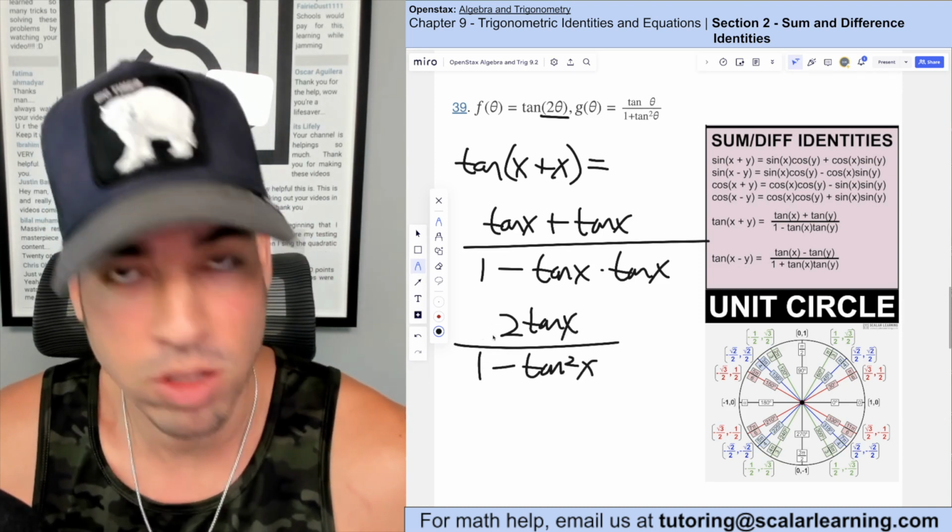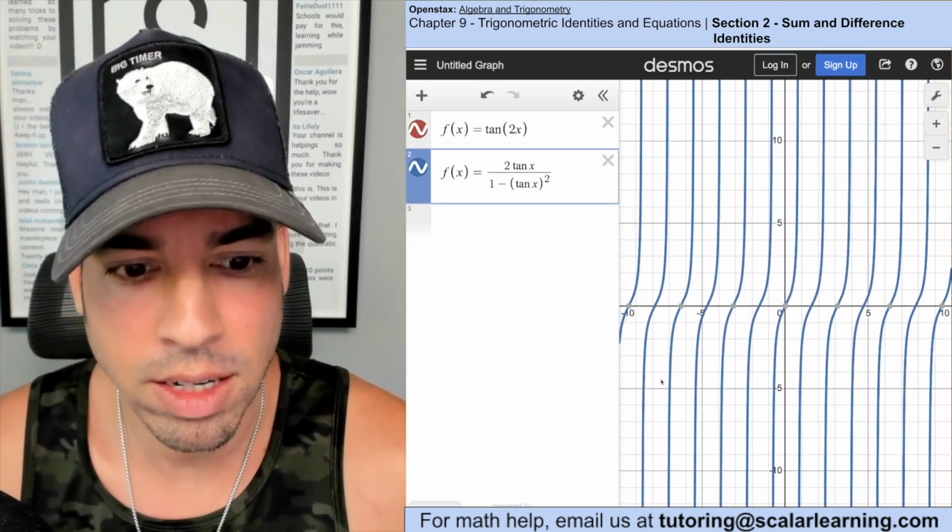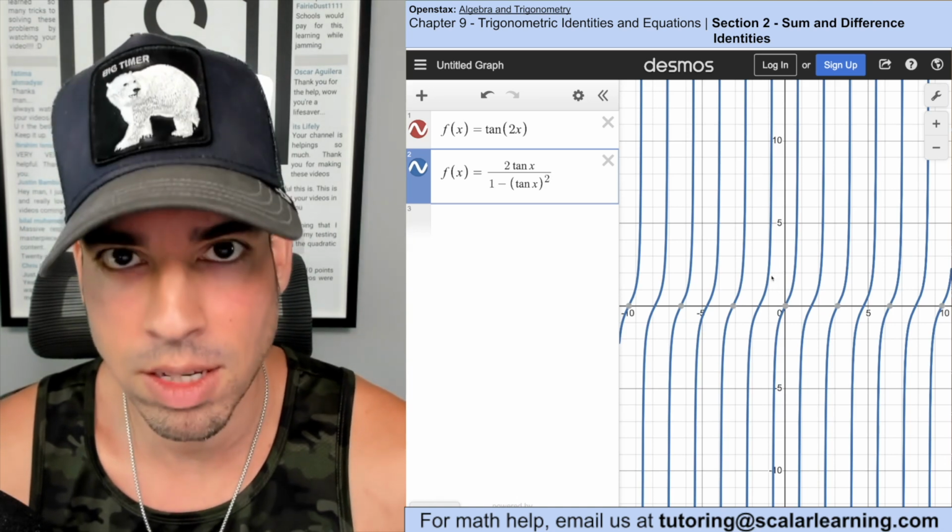So this should be equivalent, so let's graph it now. So again, here's the first one in red, and here's the second one in blue, and look at that. It goes right on top. They're equivalent, the same, boom, done.